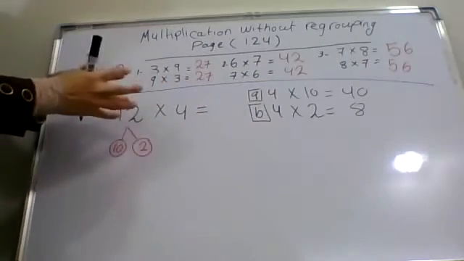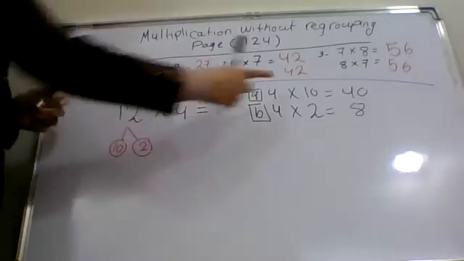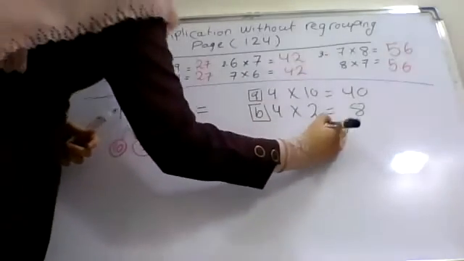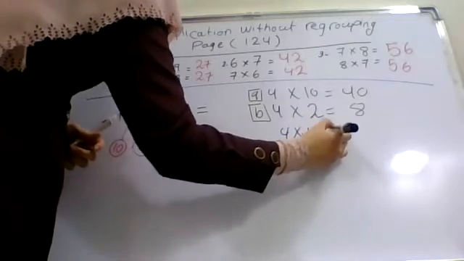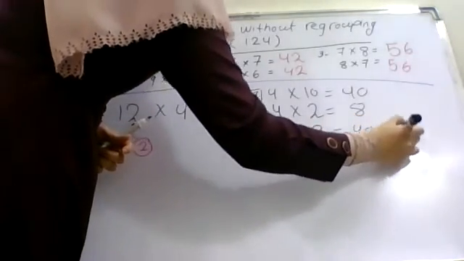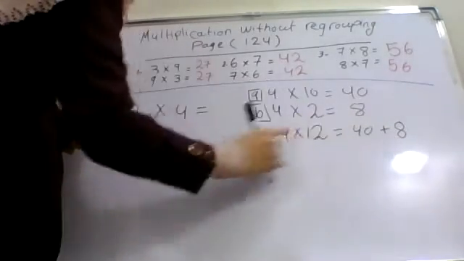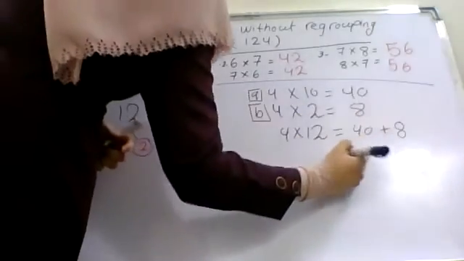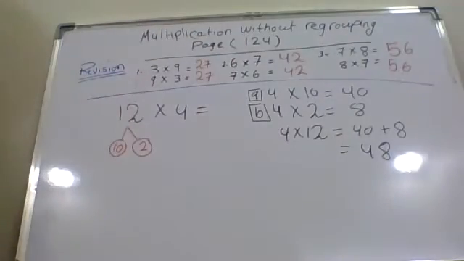Now you multiplied the number 4 with 10 and with 2, in these two steps. Now you have to combine them both, because you multiply with one whole number, which is 12. So add these two numbers together: 4 times 12 as a full number equals 40 plus 8. We say that 40 is 4 times 10 and 8 is 4 times 2. So the total is 48. The answer is 48.